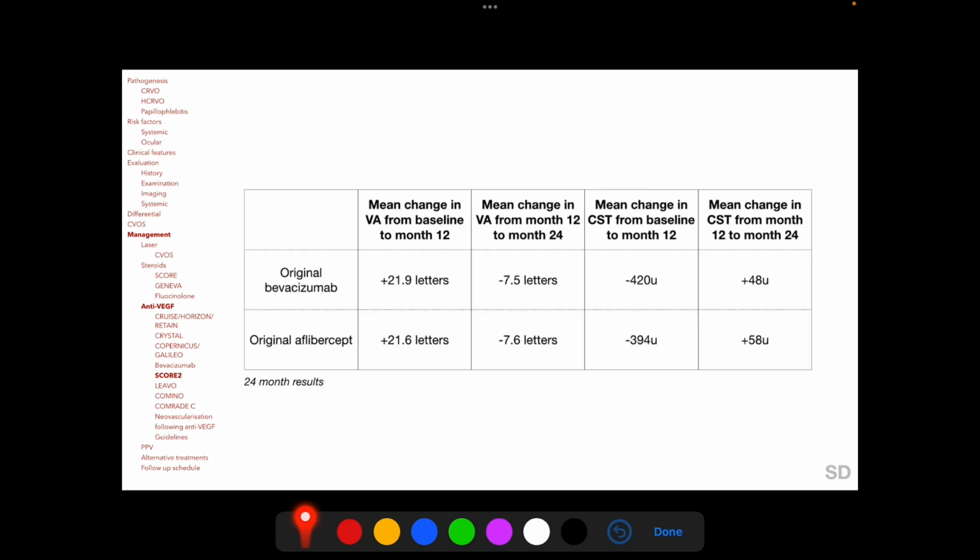This table shows the 24-month results of the SCORE 2 trial, and although there was improvement since baseline in both visual and anatomic outcomes, there was actually a deterioration from month 12 to month 24 in both original bevacizumab and original aflibercept groups.